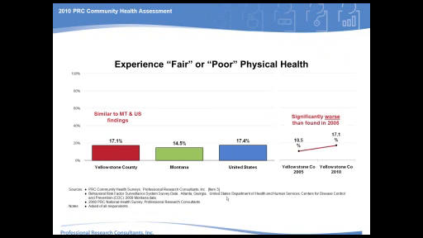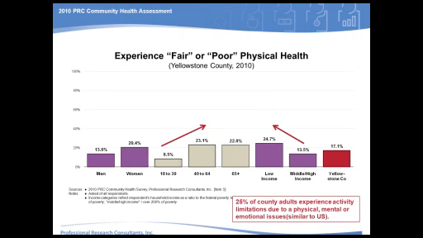I have a couple slides that came from our assessment, including that there was an increase in people who are experiencing poor physical health. Certainly social indicators exist as people get older, and lower income people had more problems with their physical health.